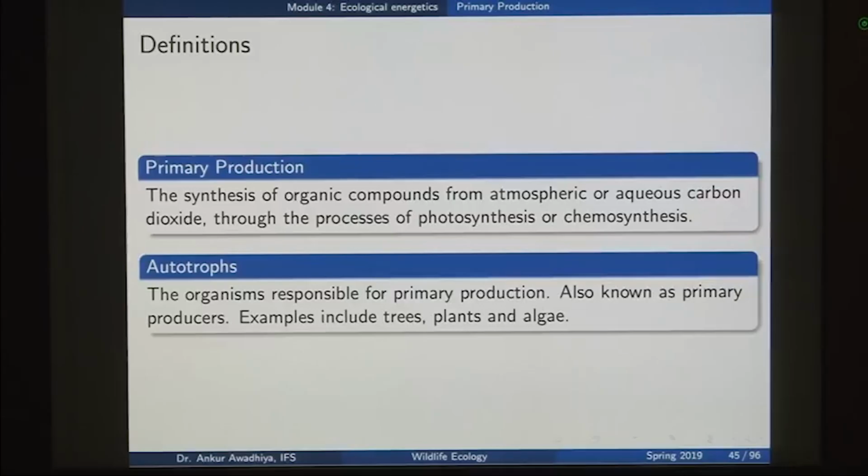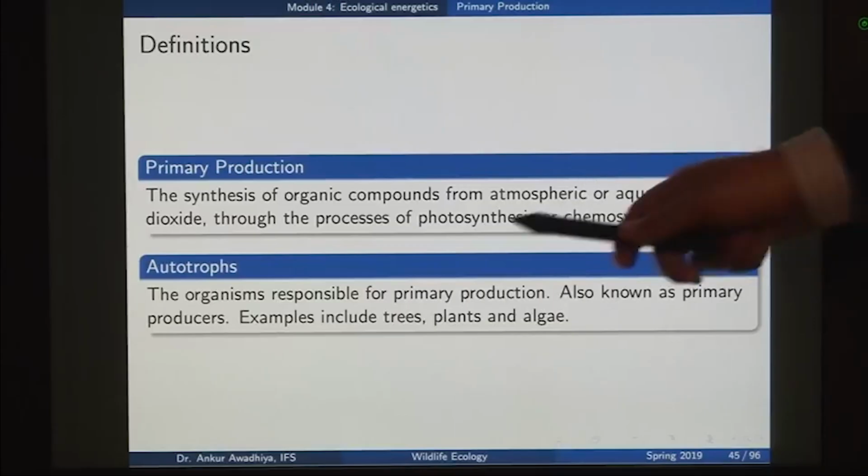Namaste. Today we move forward with our discussion on ecological energetics and look at primary production. So, we look at some definitions. Primary production is the synthesis of organic compounds from atmospheric or aqueous carbon dioxide through the process of photosynthesis or chemosynthesis. So, here we are looking at the autotrophs, or the organisms that are responsible for primary production, as we have seen in one of our earlier lectures, and these are of two kinds. They are photoautotrophs or chemoautotrophs.